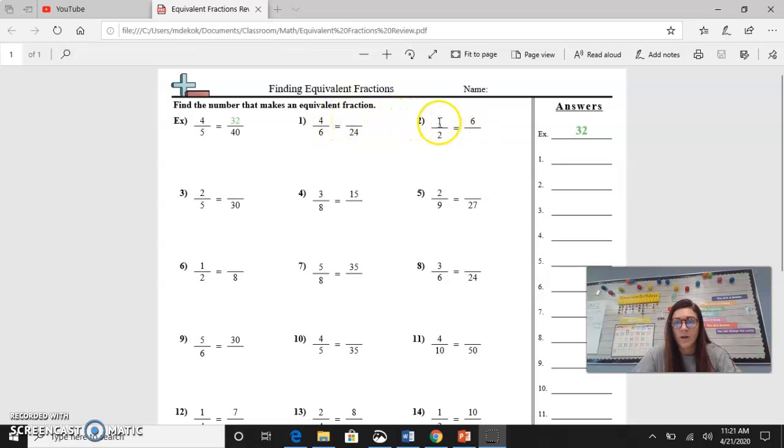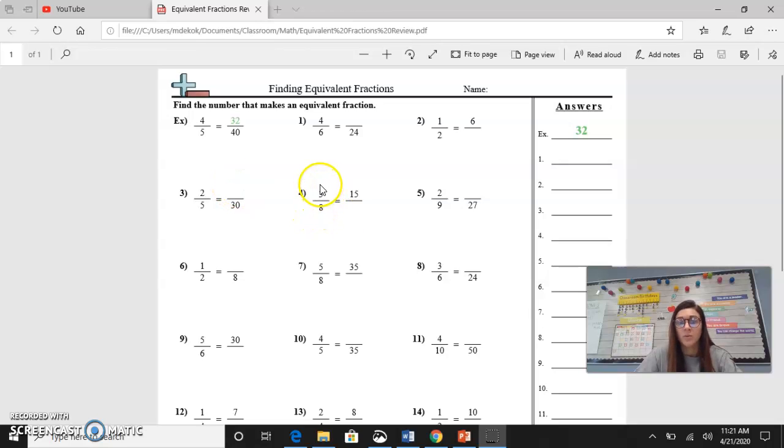Same thing with here. Well, how do I get from 1 to 6? I take 1 times 6 is 6. So 2 times 6 is what for this one? Same thing down here. 5 times what is 30? If I know that 5 times 6 is 30, 2 times 6 is 12.